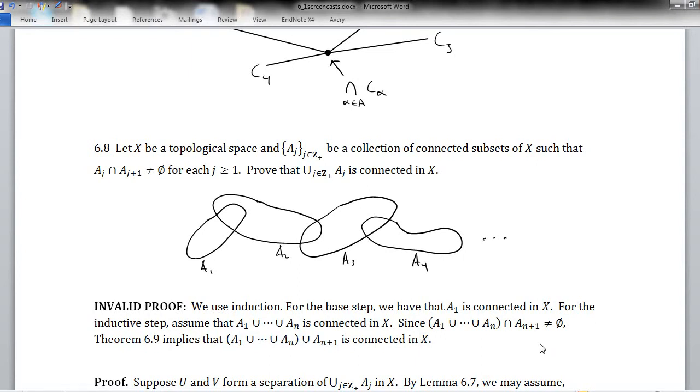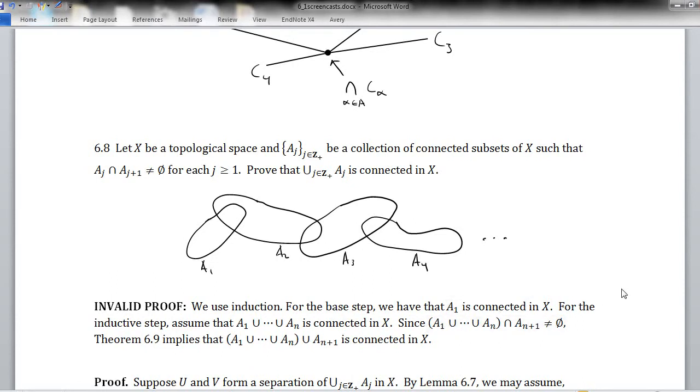And the problem is it doesn't lead to the result that I want, right? What I've shown is that for any n, A1 union ... union An is connected. Okay, I've shown that any collection of finitely many of these subsets in my sequence is connected. I haven't shown that the entire infinite union of these subsets is connected. Okay, so there's a distinction there.